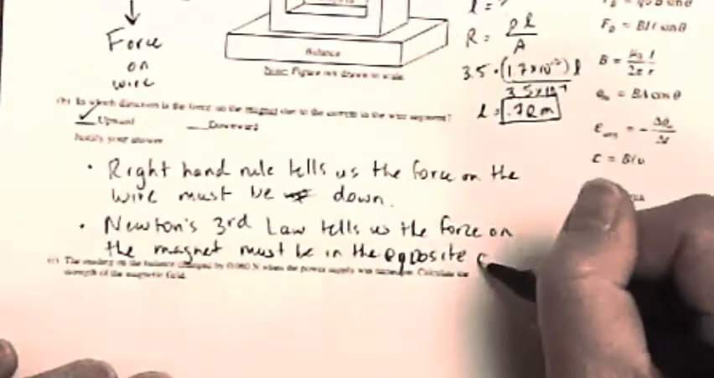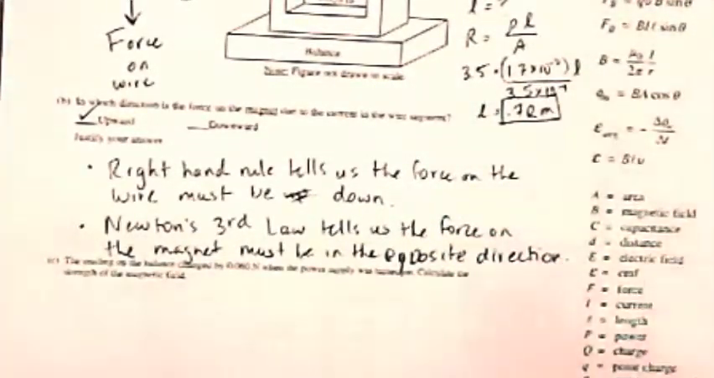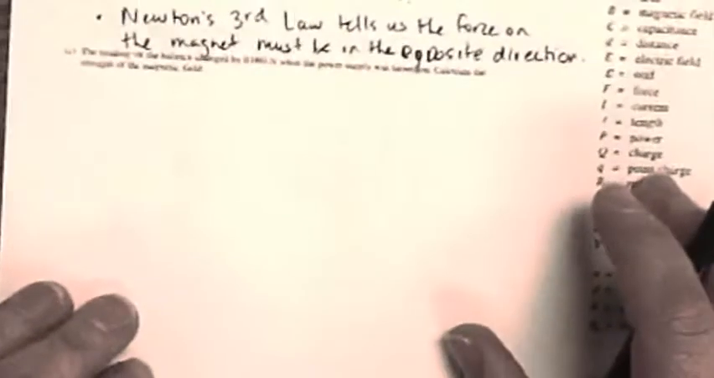Opposite direction. Let's look at part C. The reading on the balance changed by 0.06 newtons when the power supply was turned on. Calculate the strength of the magnetic field.